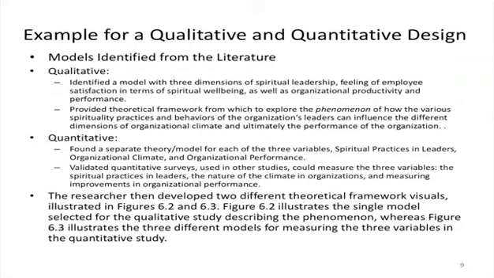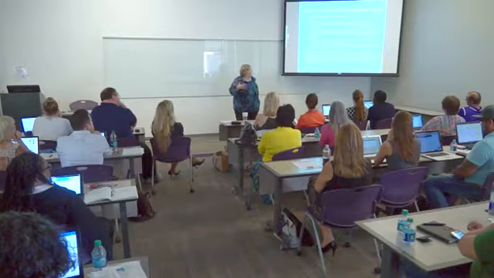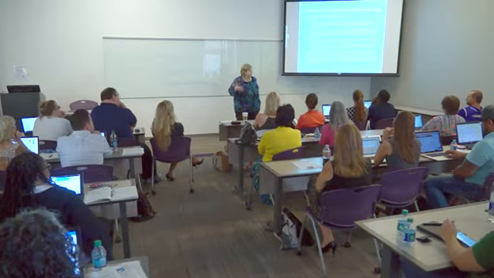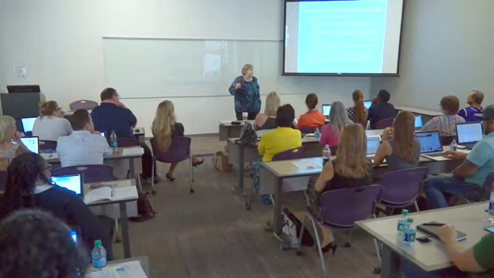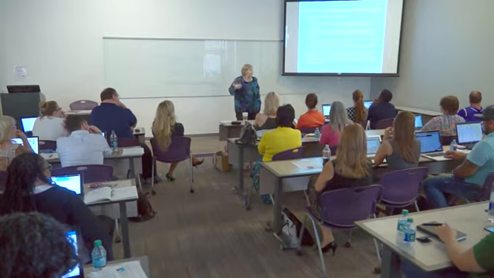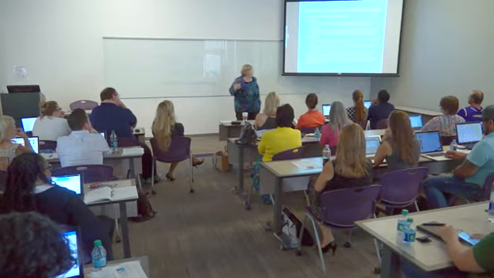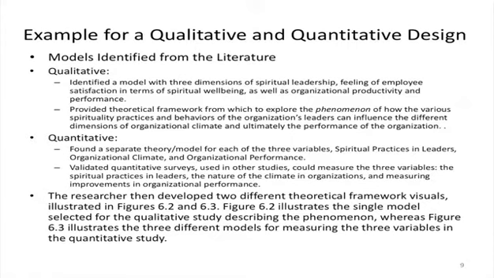So there were a couple of models that were identified by this learner in terms of qualitative. The qualitative, they identified a model with 3 dimensions that they could use as a solid model. In quantitative, that model didn't have any instruments related to it. So on the quantitative side, they had to actually go find, because you have to be able to measure it, you have to collect data, right? They had to go find 3 different models. One for spiritual leadership, one for organization climate, and the last one for organization performance.